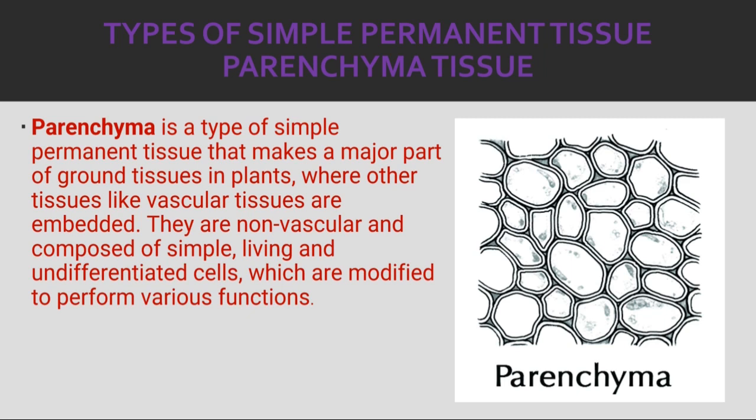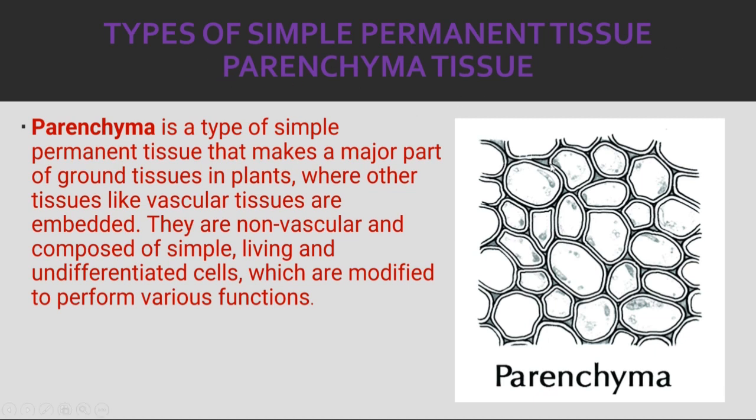Simple means that these tissues have similar cells, one type of cells, which are living and undifferentiated. All the cells are living, and there is no differentiation between the cells present within the parenchyma tissue, which are modified to perform various functions. So different, specified and modified functions are given to these cells which form the parenchyma tissue.